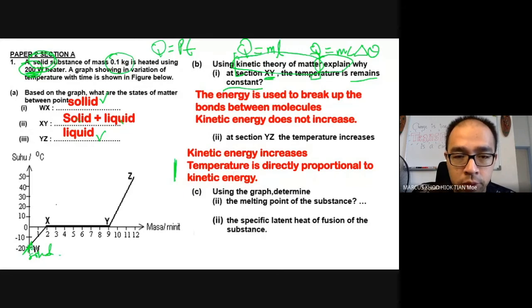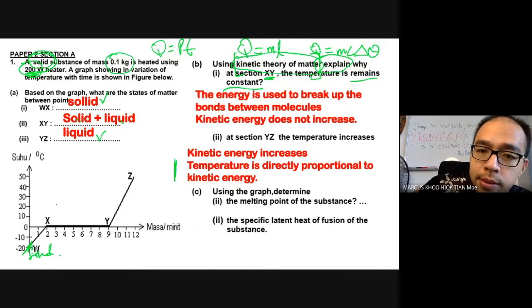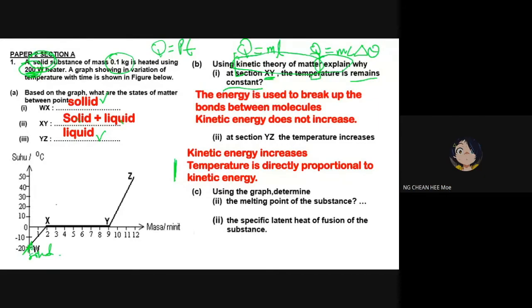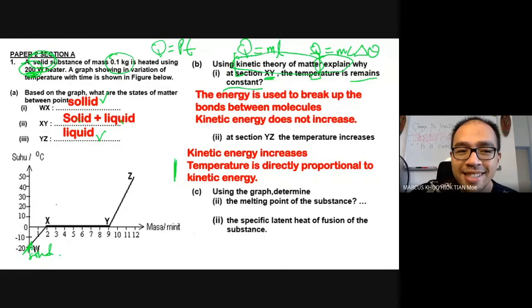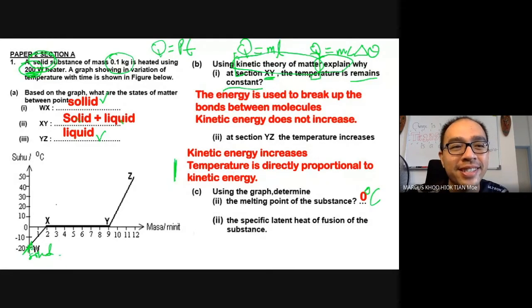All right, using the graph, determine the melting point of the substance, and then after that, the specific latent heat of fusion of the substance. Chen Yi. XY. Wait. 0 Celsius. 0 Celsius, okay? 0 degrees Celsius. What is the specific latent heat of fusion?